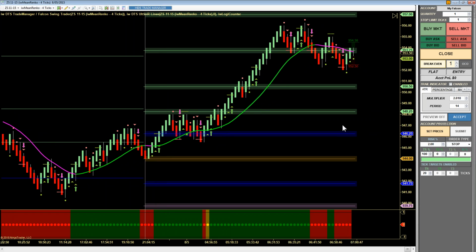We might be seeing the E-mini head a little bit lower. I'm not going to get too aggressive on the sell side just yet because it's obvious we have a bit of an uptrend here to deal with. I don't want to be stepping in front of the bus.